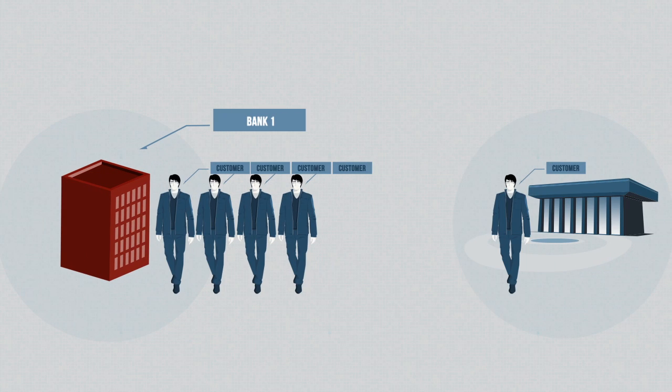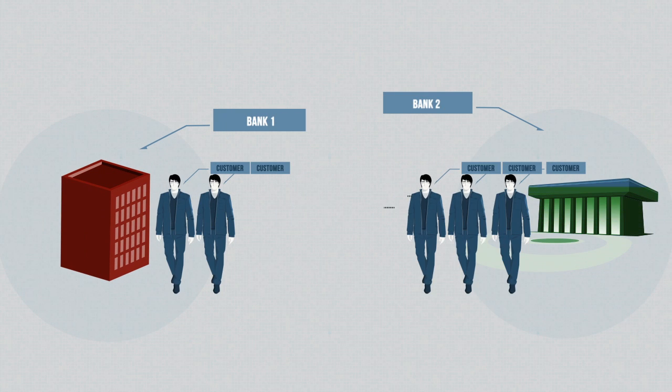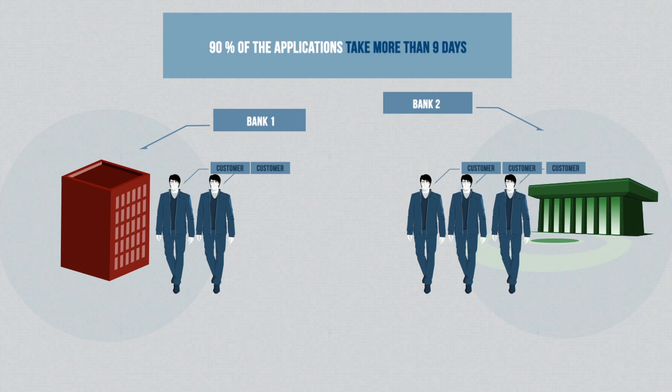The problem is that customers start going to other banks because they are faster. His numbers show that 90% of the applications take more than 9 days. But why does it take so long?